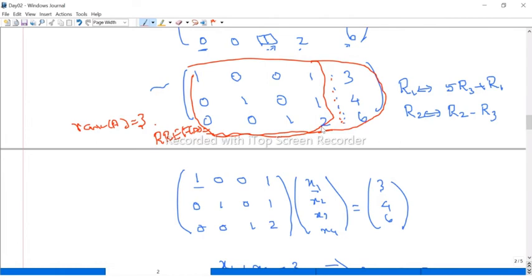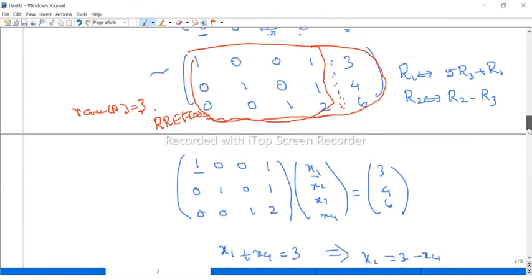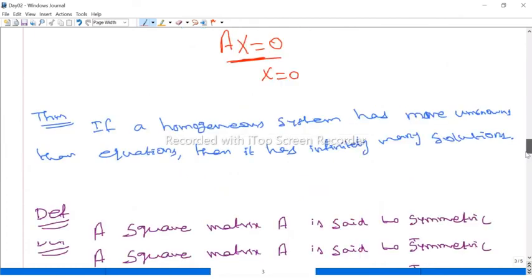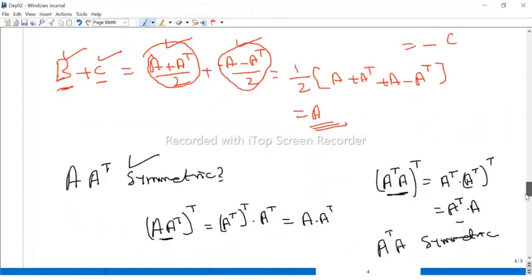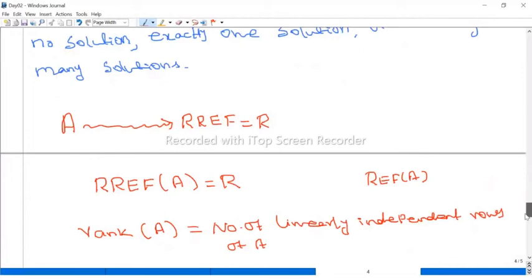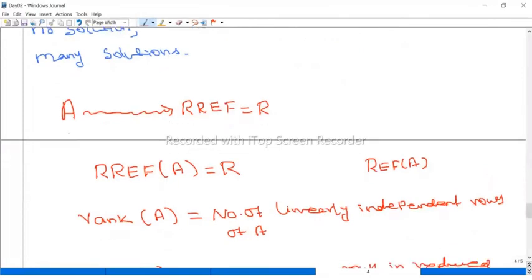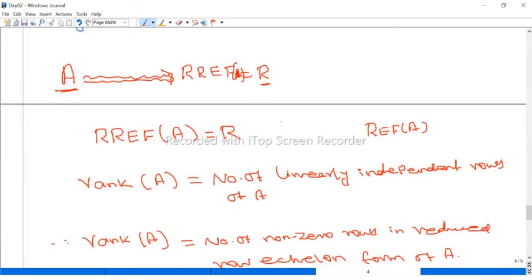So how do we define the rank of the matrix? You reduce the given matrix into row echelon form, then find the number of non-zero rows in it, and that defines the rank. Starting from A, after elementary row operations, we get the row reduced echelon form of A, some other matrix, maybe we call R. But this will be a long way to find the rank.